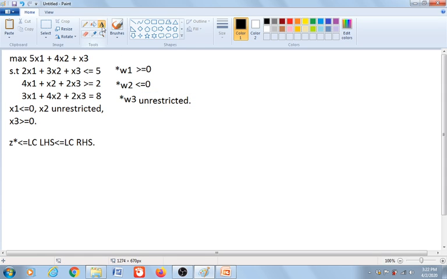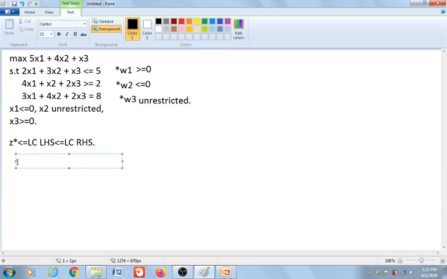Okay, now let's do the multiplication. So what we have over here is (2w1 + 4w2 + 3w3) times x1, and according to the weak duality theorem, it should be less than or equal to 5x1.